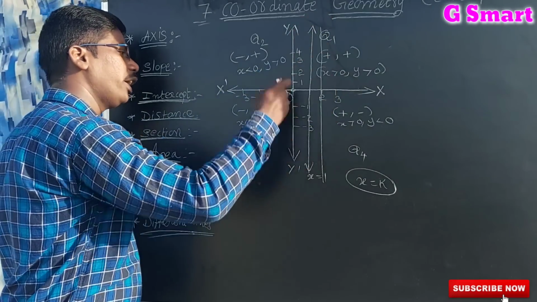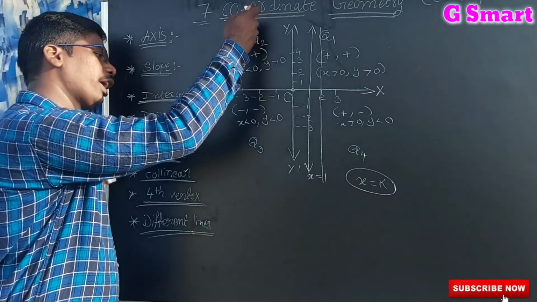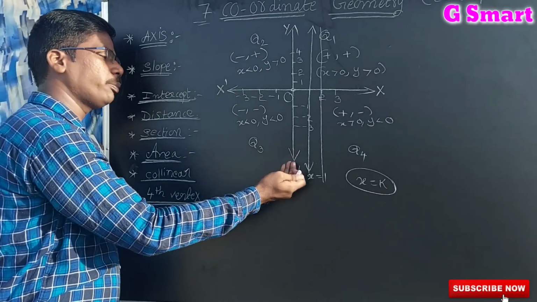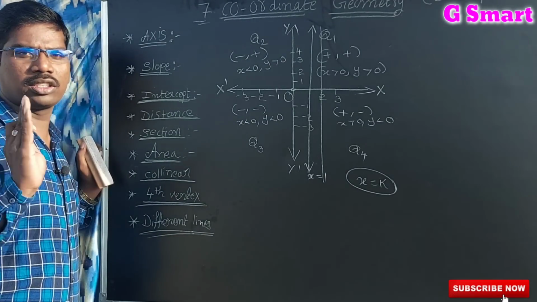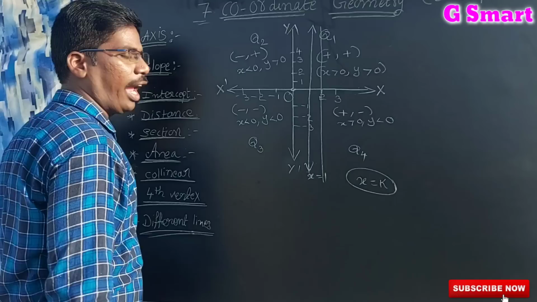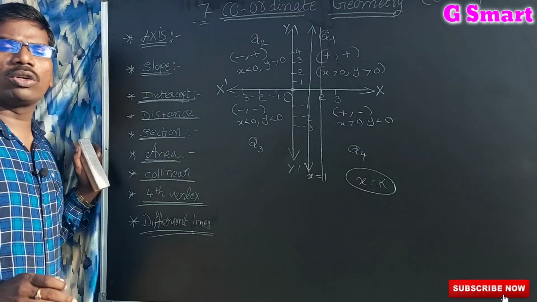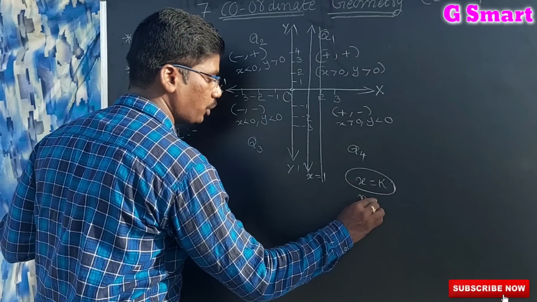If I take x equals minus 2, this is also parallel to the y-axis. If I take x equals minus 15, that is also parallel to the y-axis. Whatever x value I take, that line is parallel to the y-axis. Remember this one: in the exam they may ask, the line x equals k is parallel to what? You have to write parallel to the y-axis. For example, if I substitute the x value as 0.